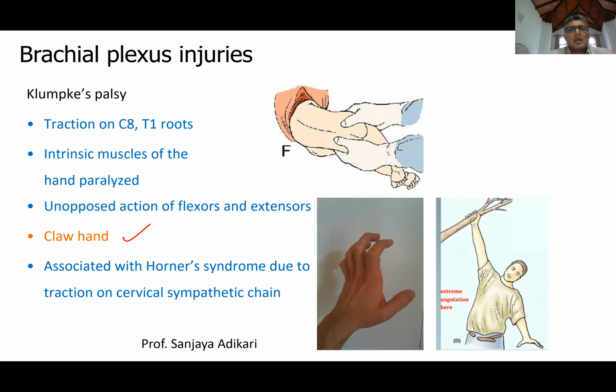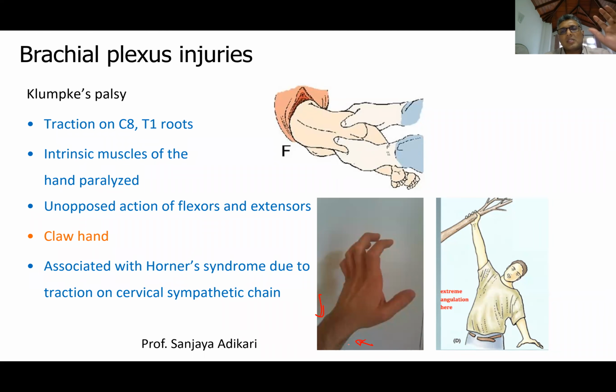Full claw hand, because the intrinsic muscles of the hand are supplied by C8 and T1. So the intrinsic muscles of the hand are paralyzed because of the unopposed action of long flexors and extensors of the forearm, in the anterior and posterior compartments. You get a situation similar to Volkmann's ischemic contracture that I described.